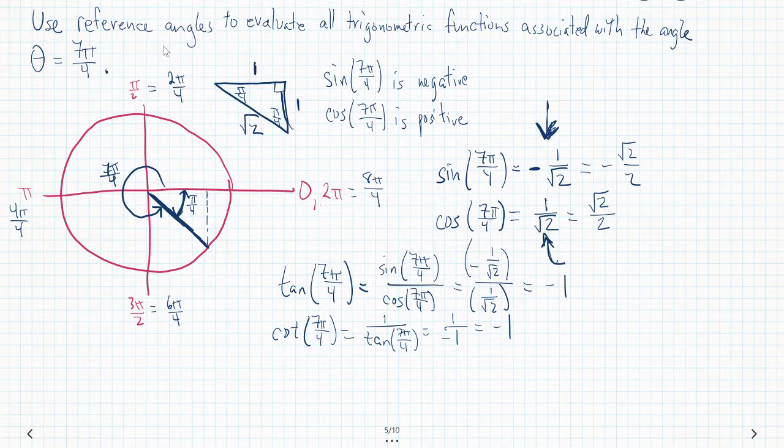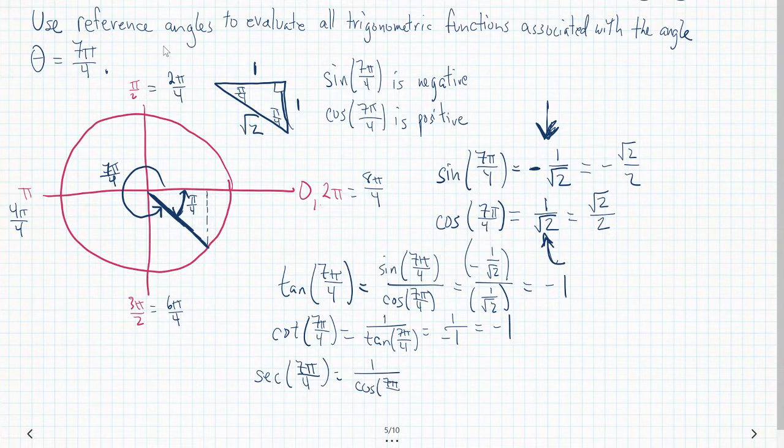Okay, so only a couple more. Secant of 7 pi over 4 equals 1 over cosine of 7 pi over 4, which equals 1 over, well, cosine is 1 over square root of 2, so that's 1 over 1 over square root of 2. And so that would be just square root of 2.